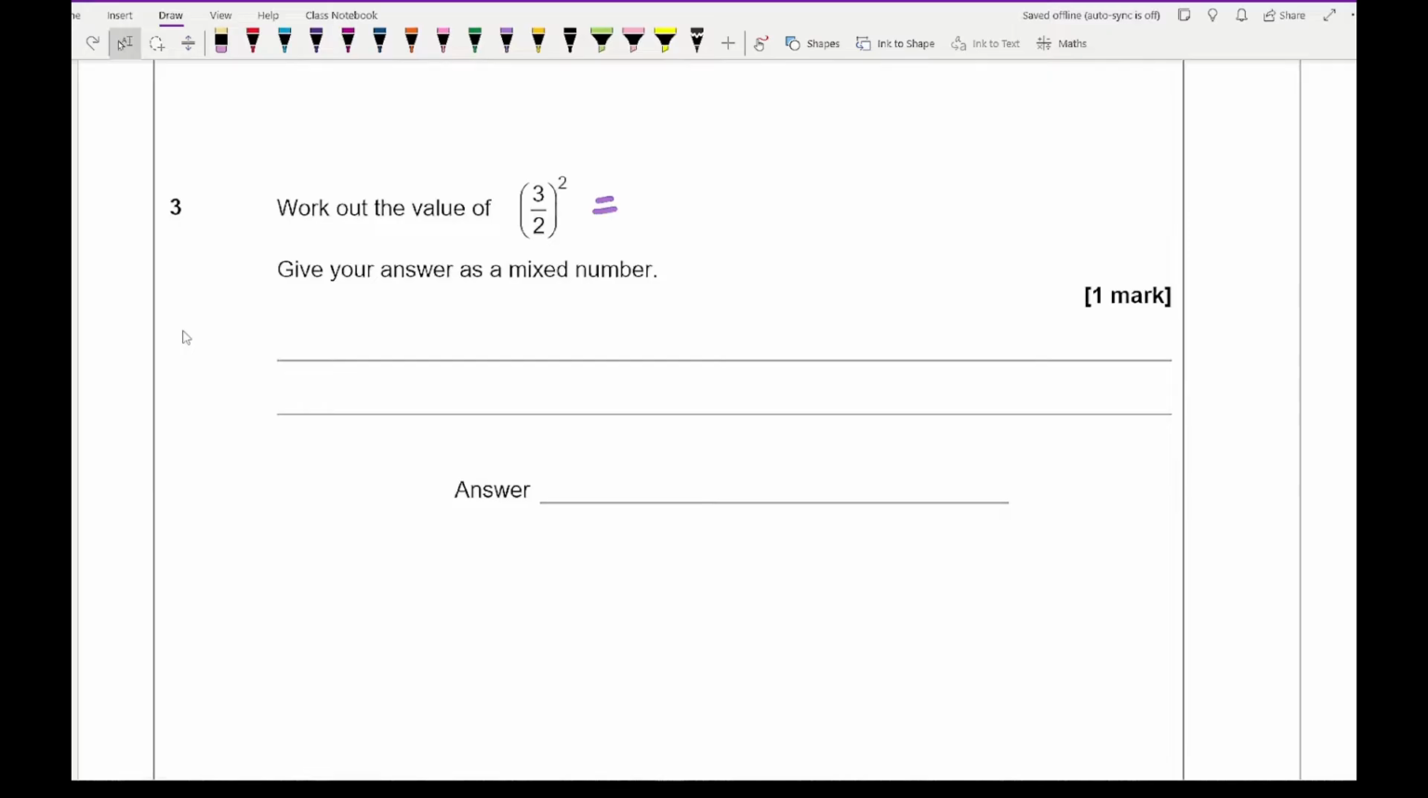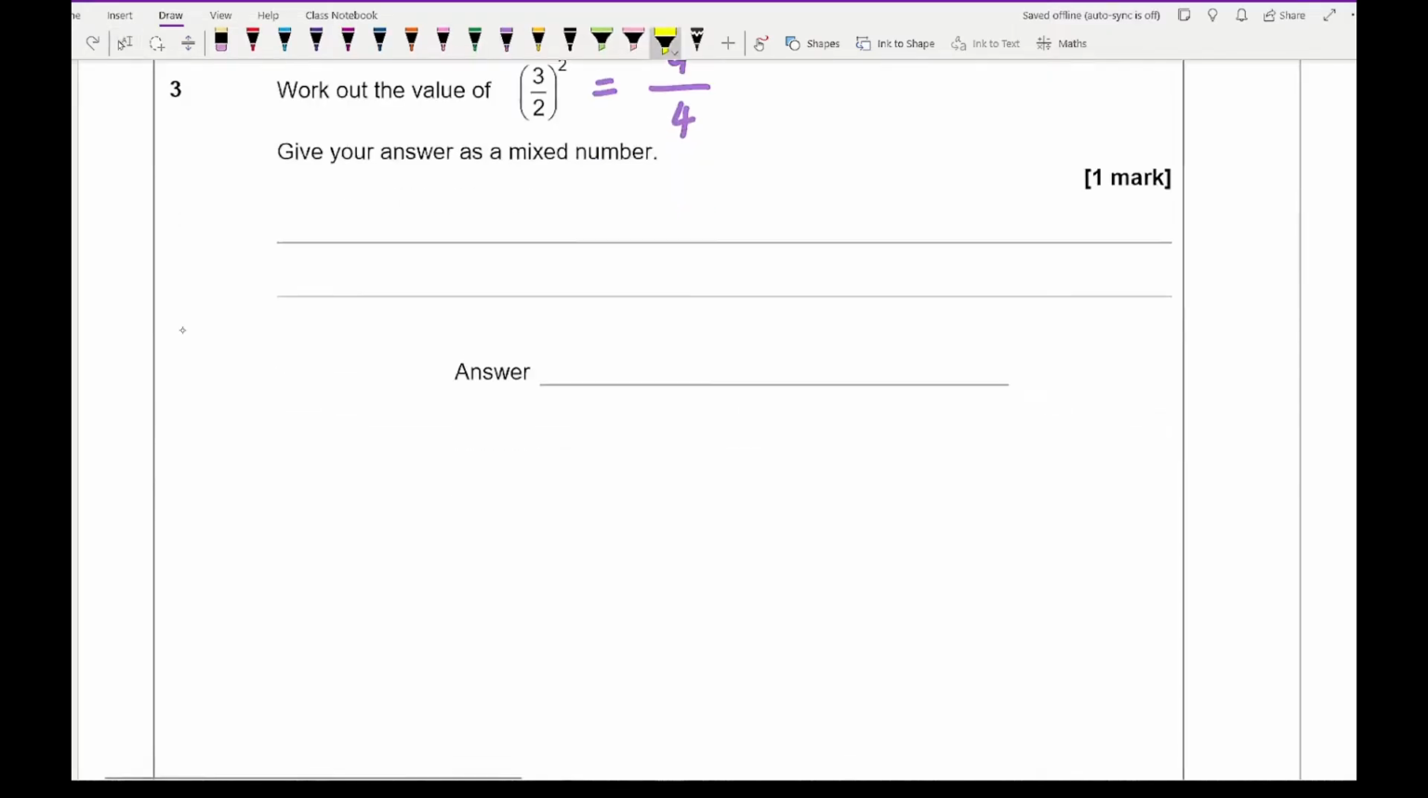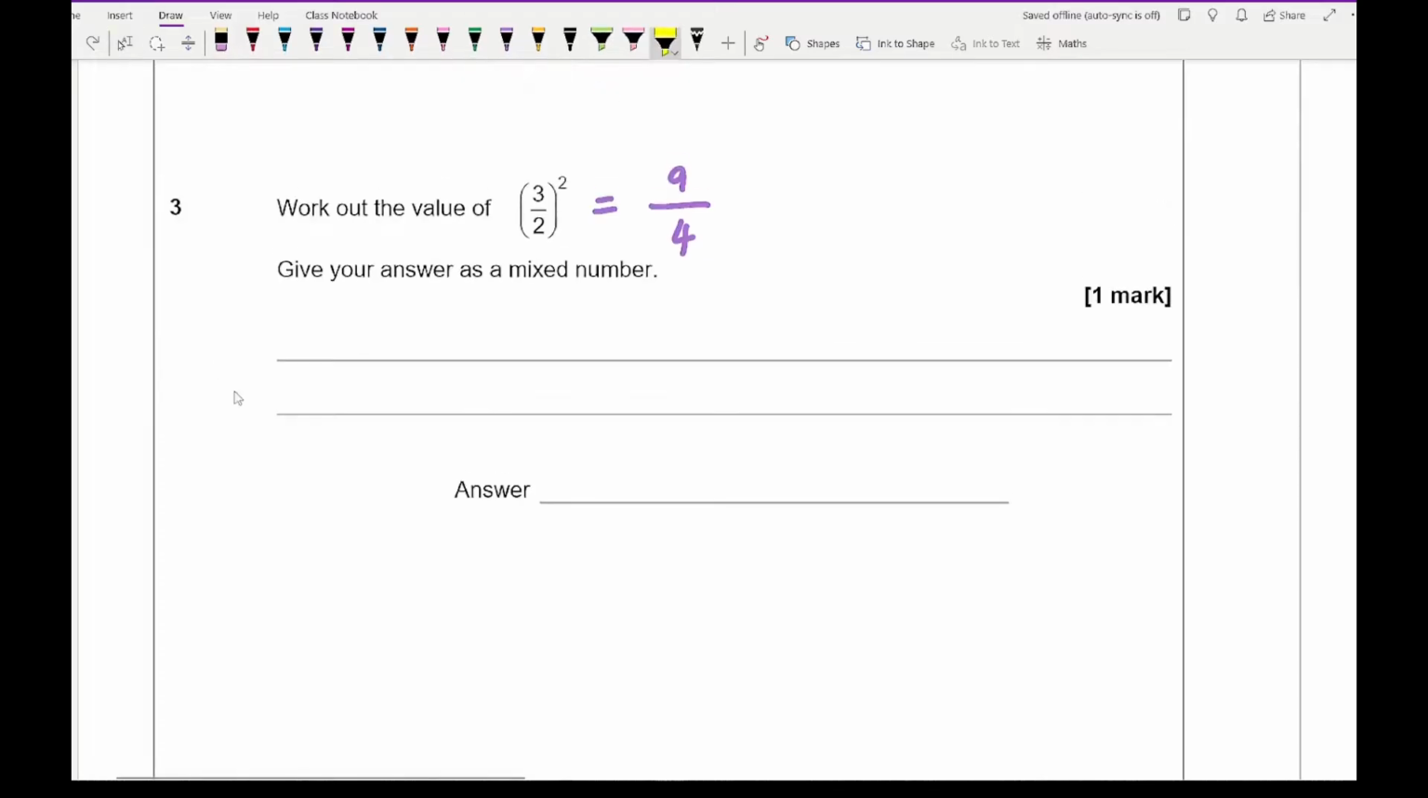So again, if I square the numerator, I get 9. Square the denominator, I get 4. And then we just need to convert this into a mixed number. So how many 4s go into 9? That's going to be 2, remainder 1. And the original divisor was 4.